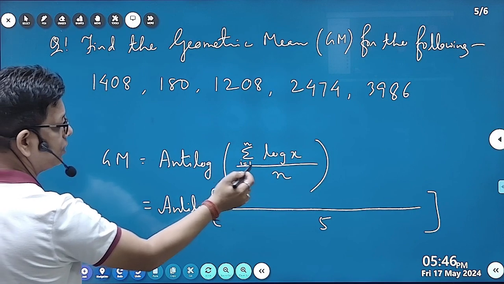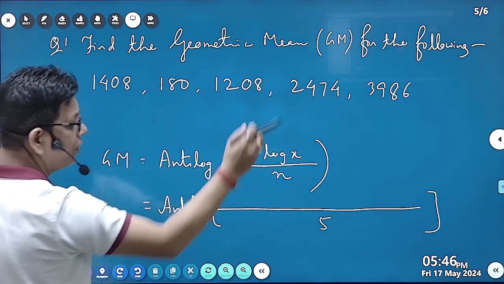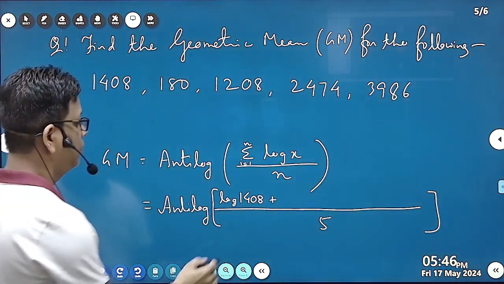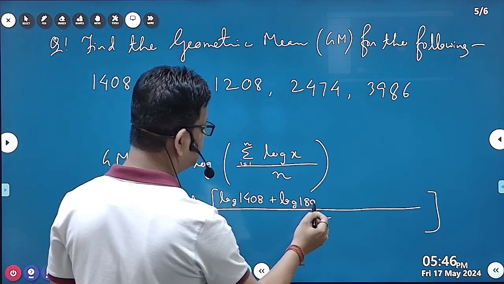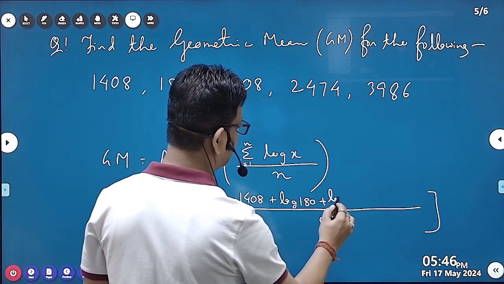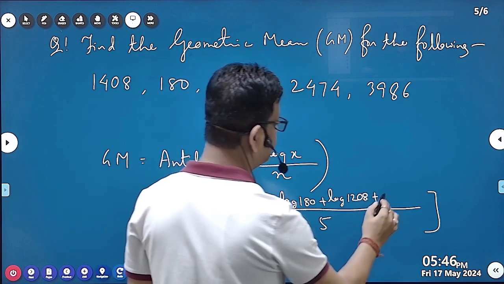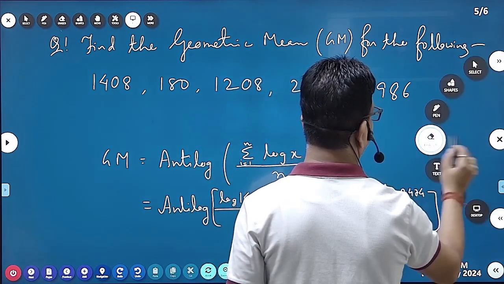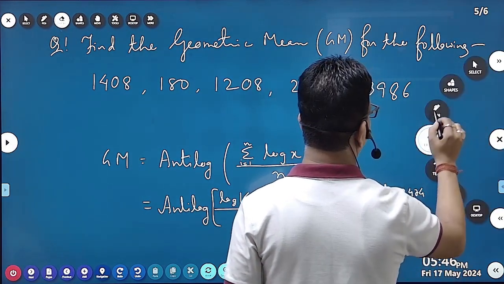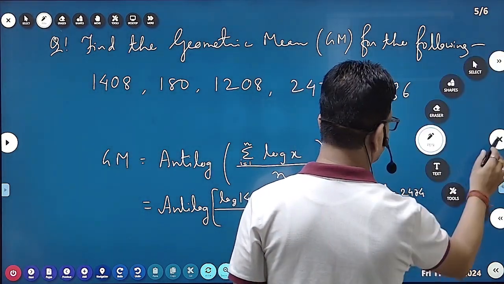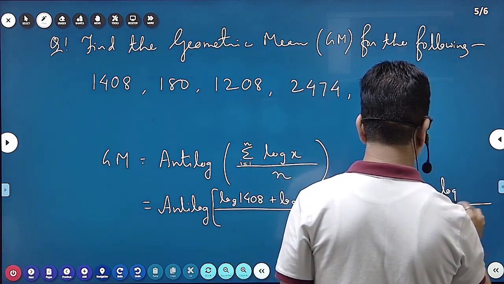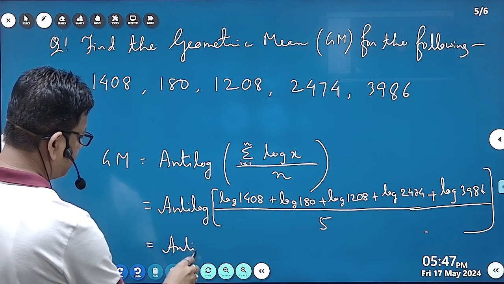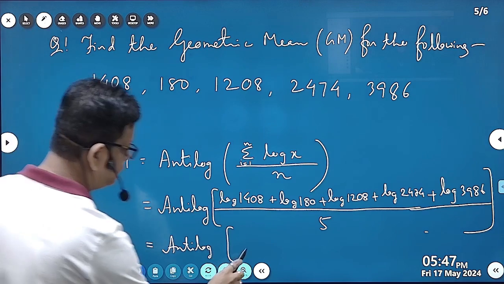Now log x, write it one by one. Summation of log x means taking log of each number and adding them. That means log of 1408 plus log 180, remember, there is no third digit, we can think of putting 0, plus log 1208 plus log 2474, plus the last number, log 3986. So this is the formula. Now we need to count. We don't have to do antilog right now. This is 5 only.